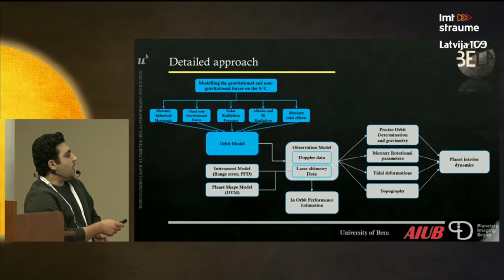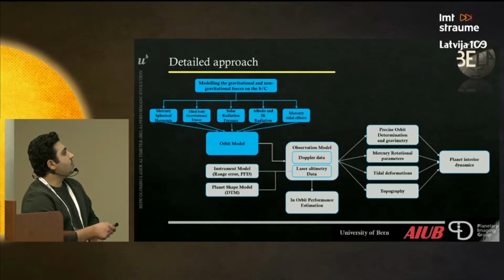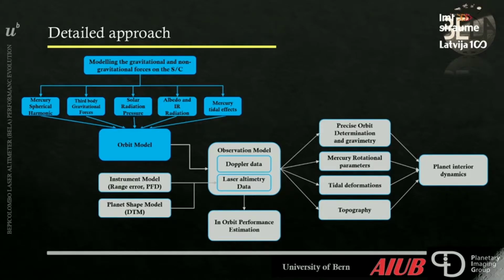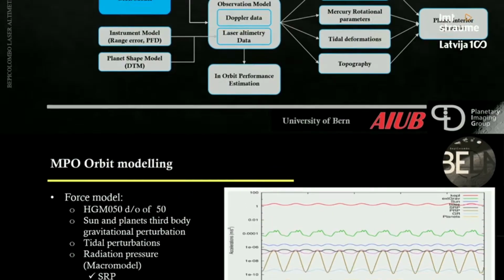This is the approach. First of all is the blue part. We start from modeling the orbit of MPO. We model the gravitational and non-gravitational forces that act on the orbit, and create a model of the orbit. I will talk about the rest later.